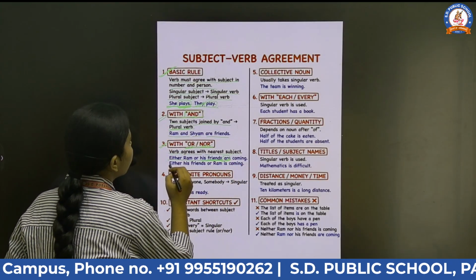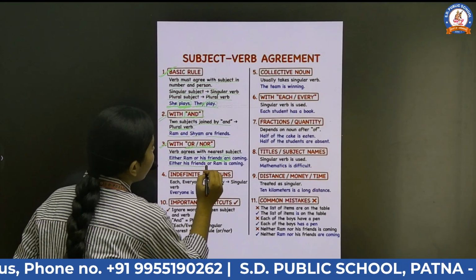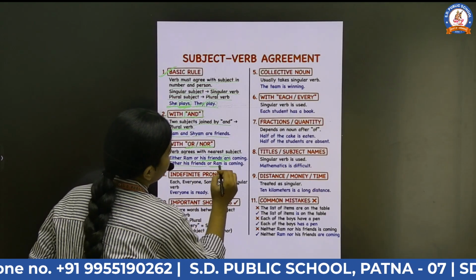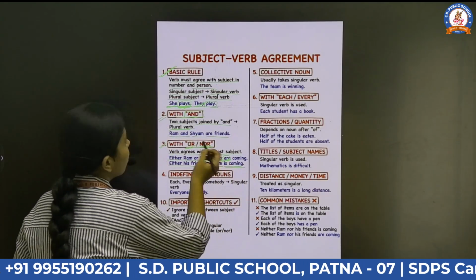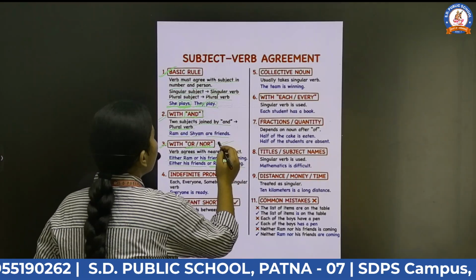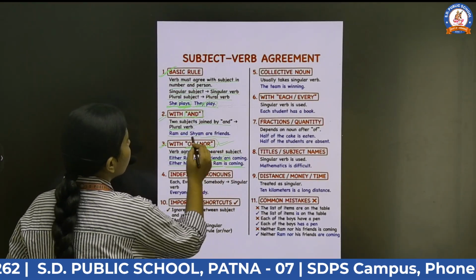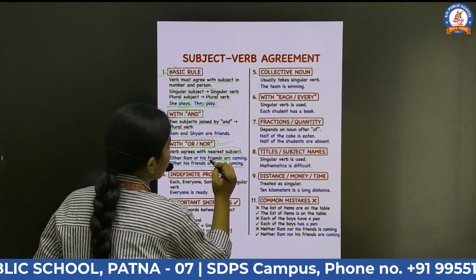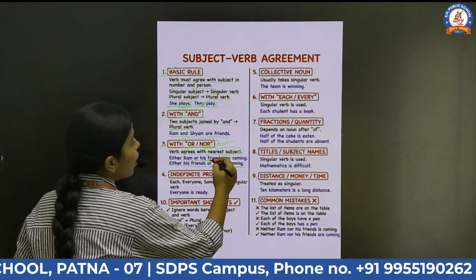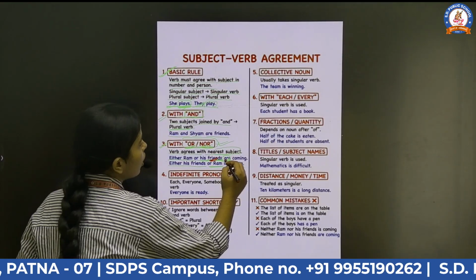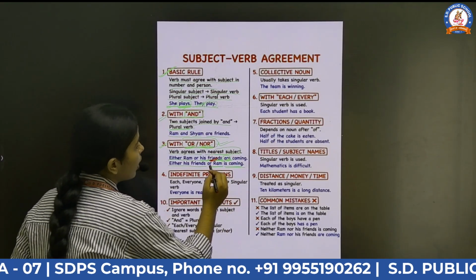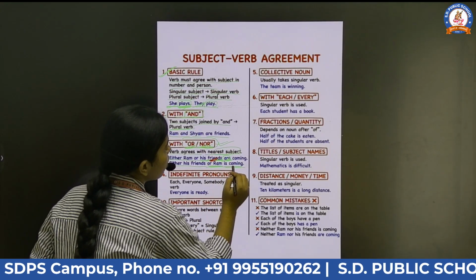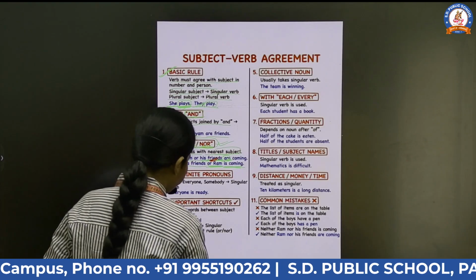In the second sentence, you can see, either his friends or Ram is coming. What we have talked about here is, if or or nor is used in a sentence, then we will see the nearest subject. Here the nearest subject is friends, which is a plural noun. Therefore we have used the word are, and here Ram is singular, so we have used is here, right?